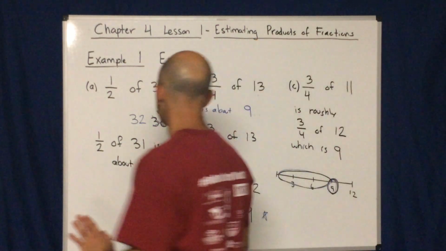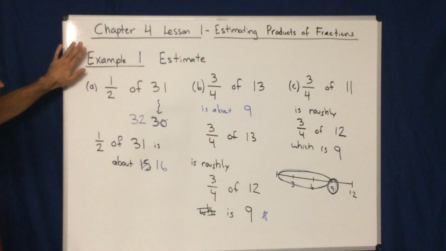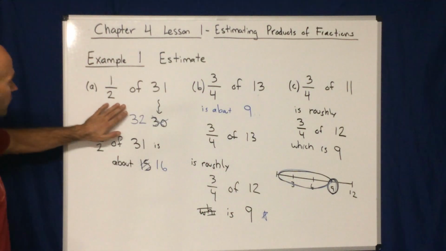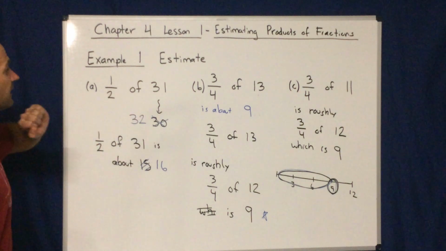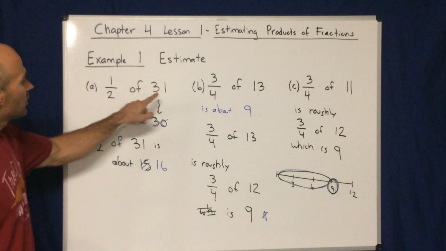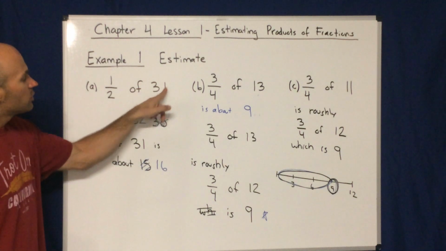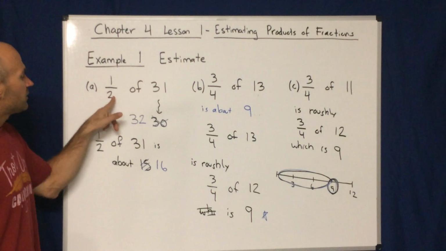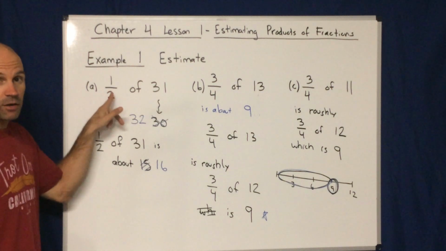Okay, so that's the first group of examples. This first example is where you're just estimating a product of a fraction and a whole number. The key idea is that when you look at that whole number, you try and pick a whole number that's divisible by the denominator in your fraction.